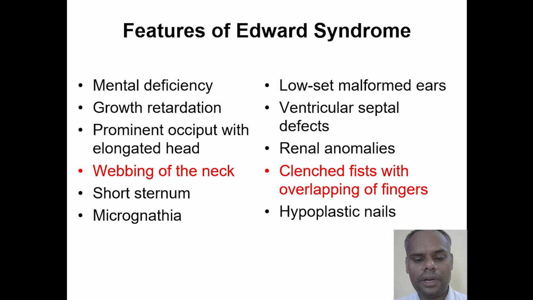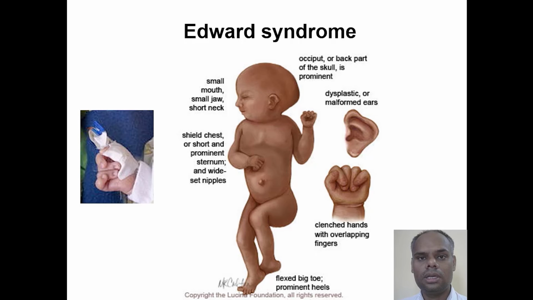The clinical features of Edward syndrome include maternal deficiency, growth retardation, prominent occiput with elongated head, webbing of the neck, short sternum, micrognathia, low set malformed ear, ventricular septal defect, renal anomalies, clenched fist with overlapping of finger, and hypoplastic nails. This is an example of Edward syndrome where various clinical features are visible clearly in the patients.